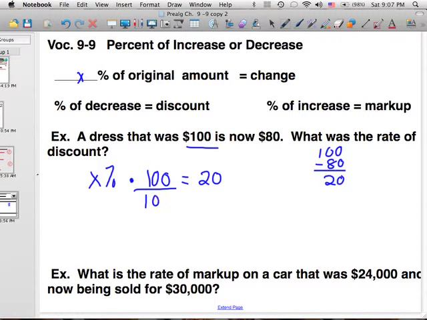Divide both sides by 100. So I get X percent. If you simplify that, it's 1/5, and you remember the decimal for 1/5 is 0.2. So the percent of discount is 2 to the right, 20%.